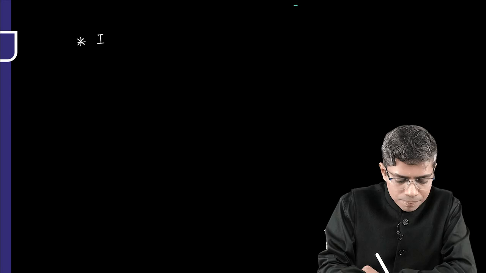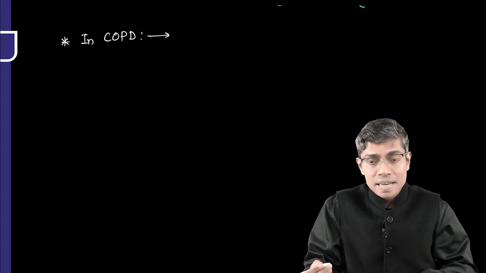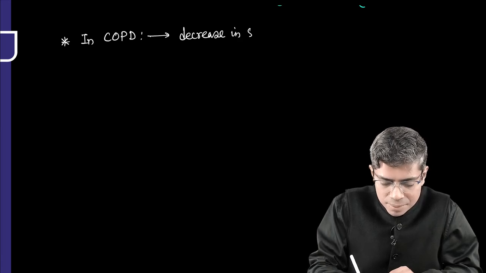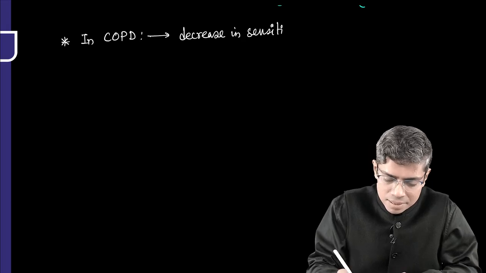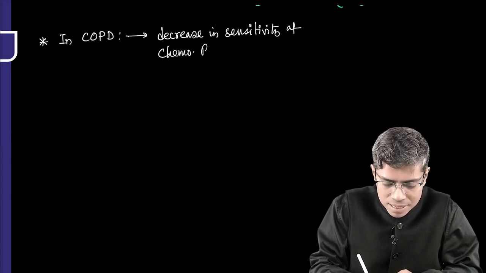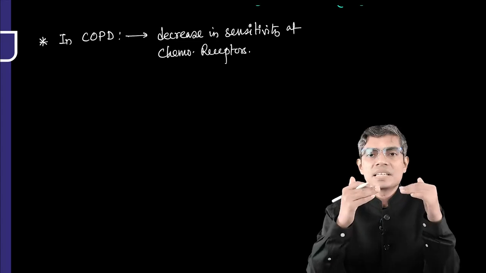Now, one applied aspect about this chemoreceptor. So this is the mechanism of central and peripheral chemoreceptor we have discussed. Now you have to remember one important point: in case of a COPD patient, the chemoreceptor sensitivity decreases, not increases, remember. So there will be a decrease in sensitivity of chemoreceptor. This is known as desensitization of chemoreceptor. So what will happen? Your chemoreceptor is less sensitive.